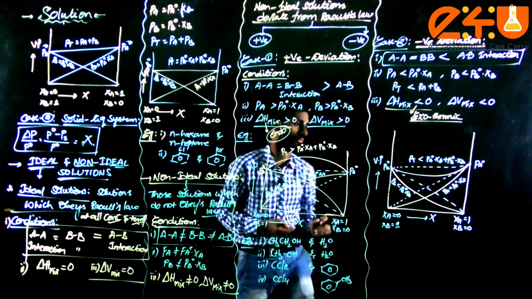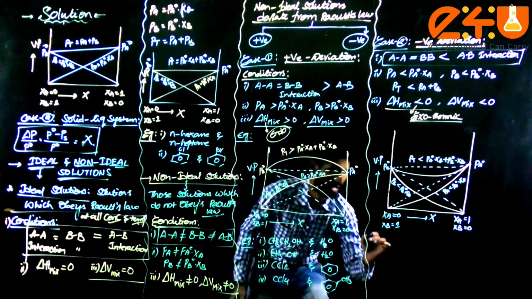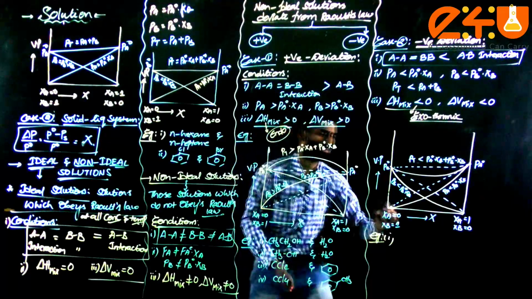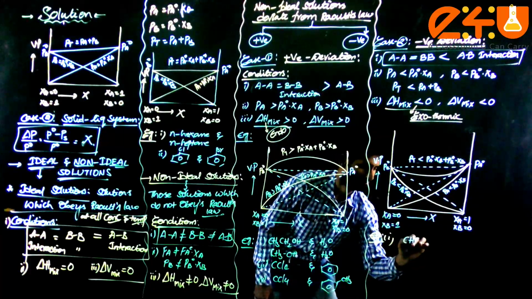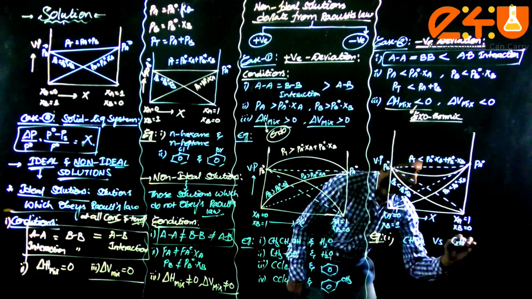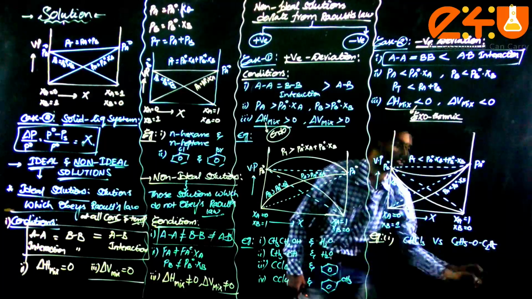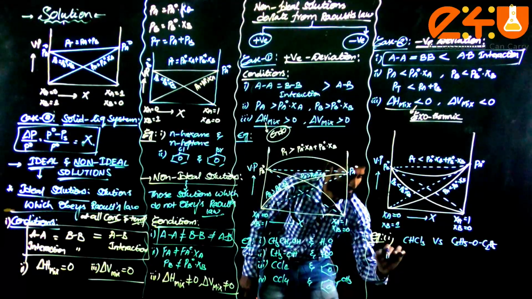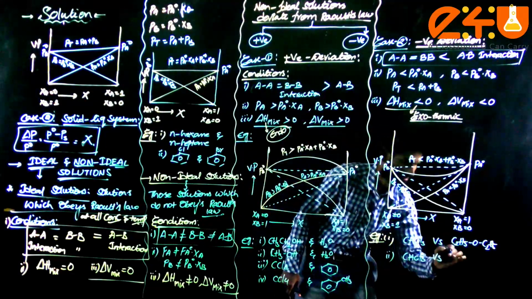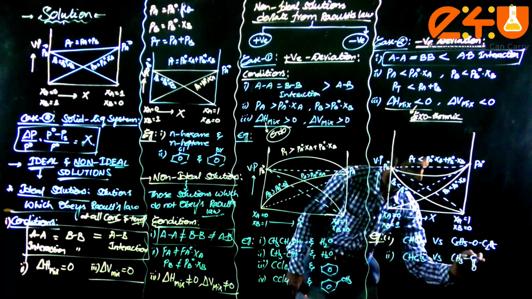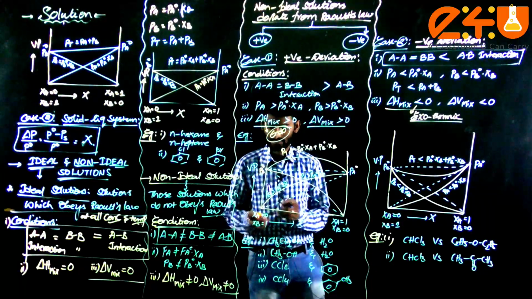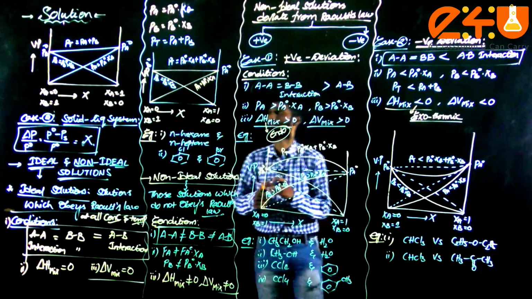Now the conditions are already written. This is about negative deviation and comes under examples. What are the examples? You can take here chloroform versus diethyl ether. Understand? Next one, you can take chloroform versus dimethyl ketone, that is acetone. This is the way we have to study, dear students. Now just you have to revise.